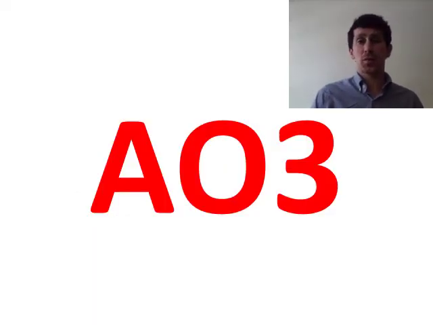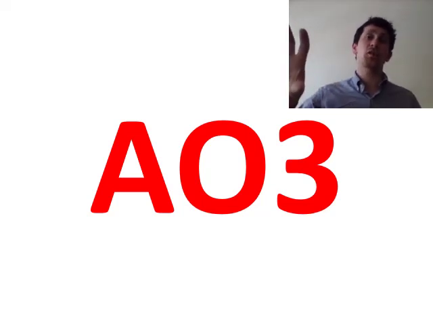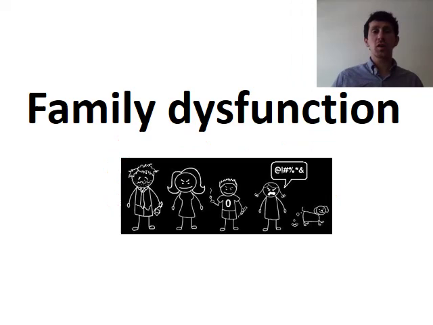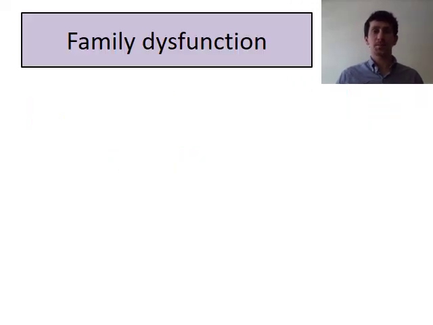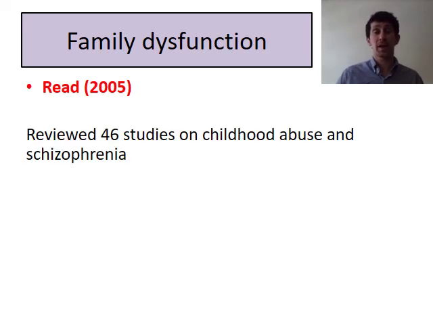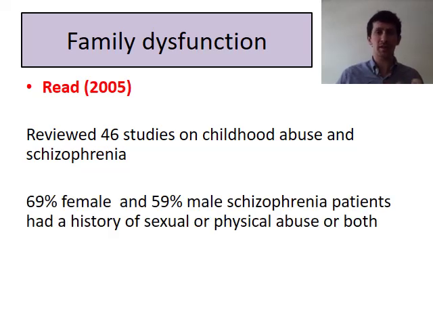Now we're going to look at the AO3, and again we're going to divide up family dysfunction and cognitive explanations for schizophrenia. So we're going to look at family dysfunction first. And the first one we're going to look at is family dysfunction by Read. A study he conducted looked at 46 studies that looked at childhood abuse and schizophrenia. So again, we're looking at dysfunctional family life, dysfunctional homes.